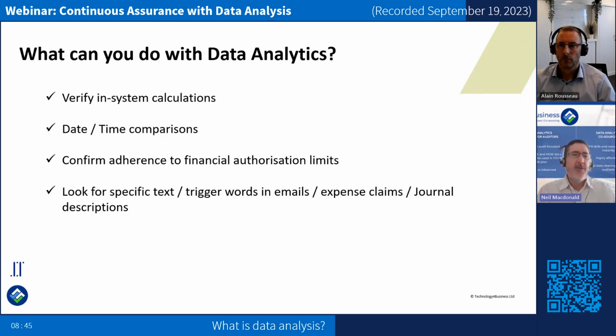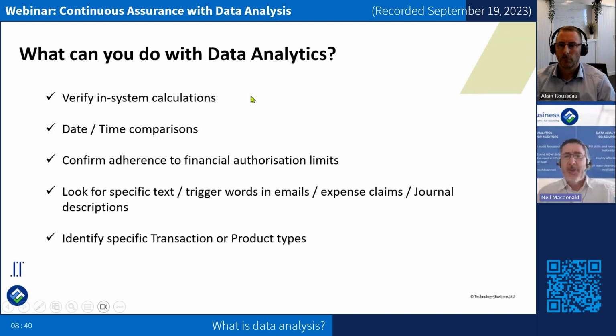So these are all things we can do with data analytics. Another thing we can do is look for specific transactional product types. Maybe there's a particular product that you have a concern with, or you're looking for a particular type of transaction for your sampling, for your audit, for your review, to check that all products are being covered, all transaction types have been covered. Again, we can use analytics for that rather than just picking transactions at random and hoping to find that elusive category that's missing.